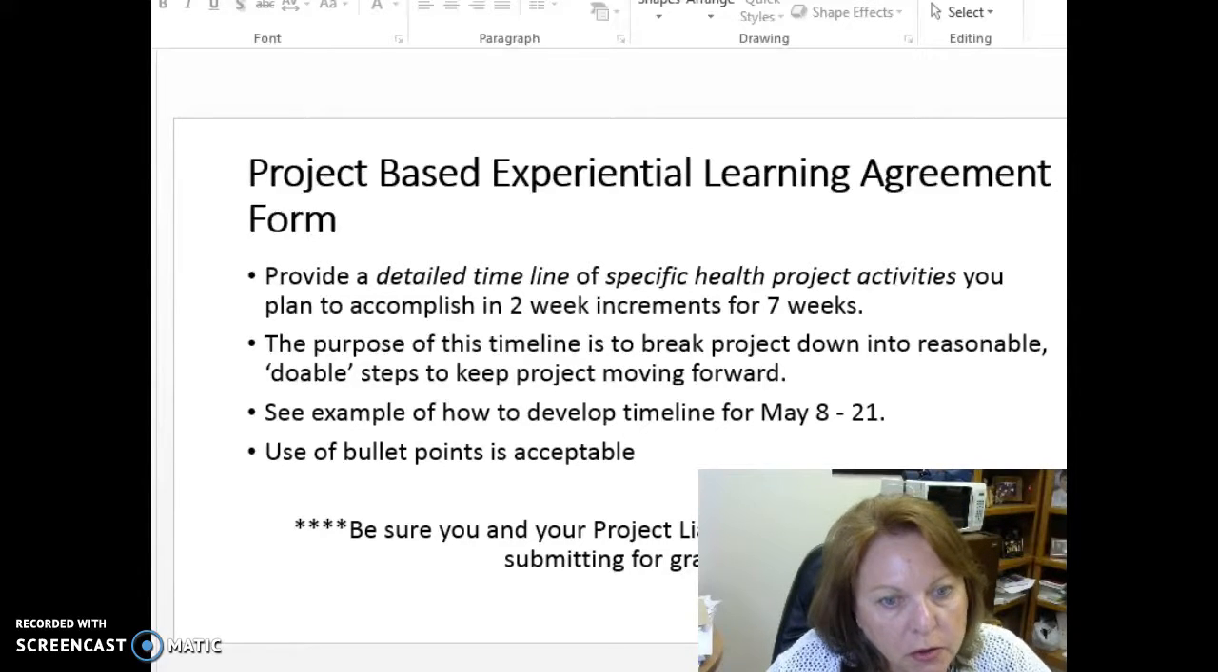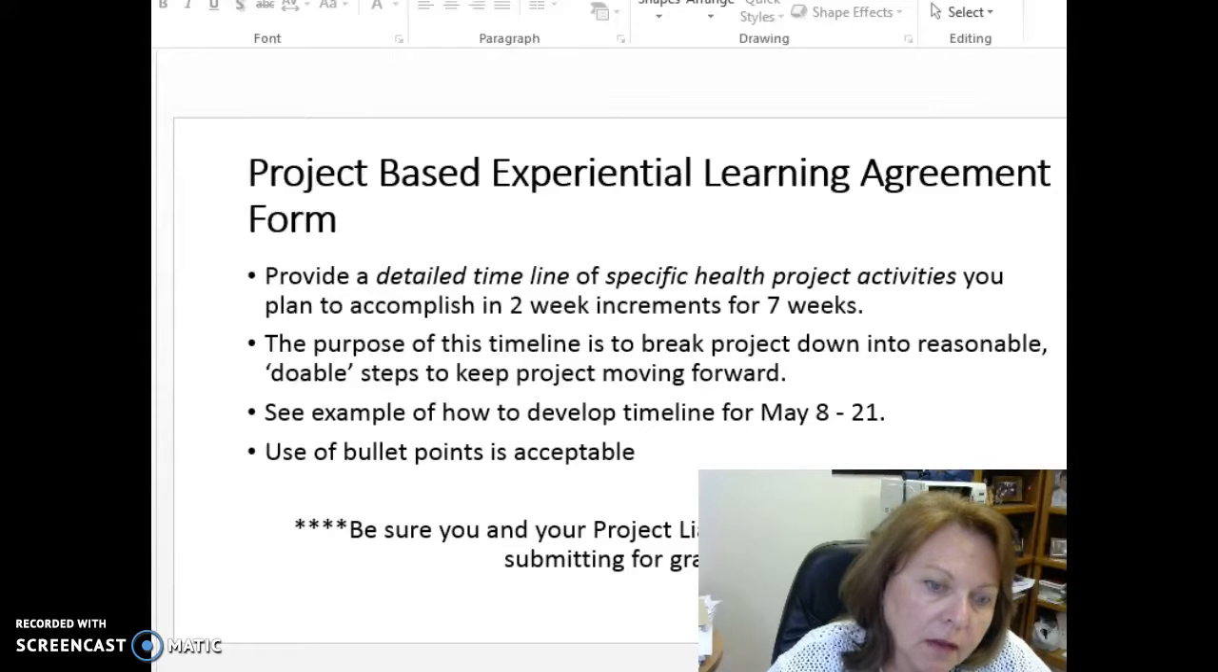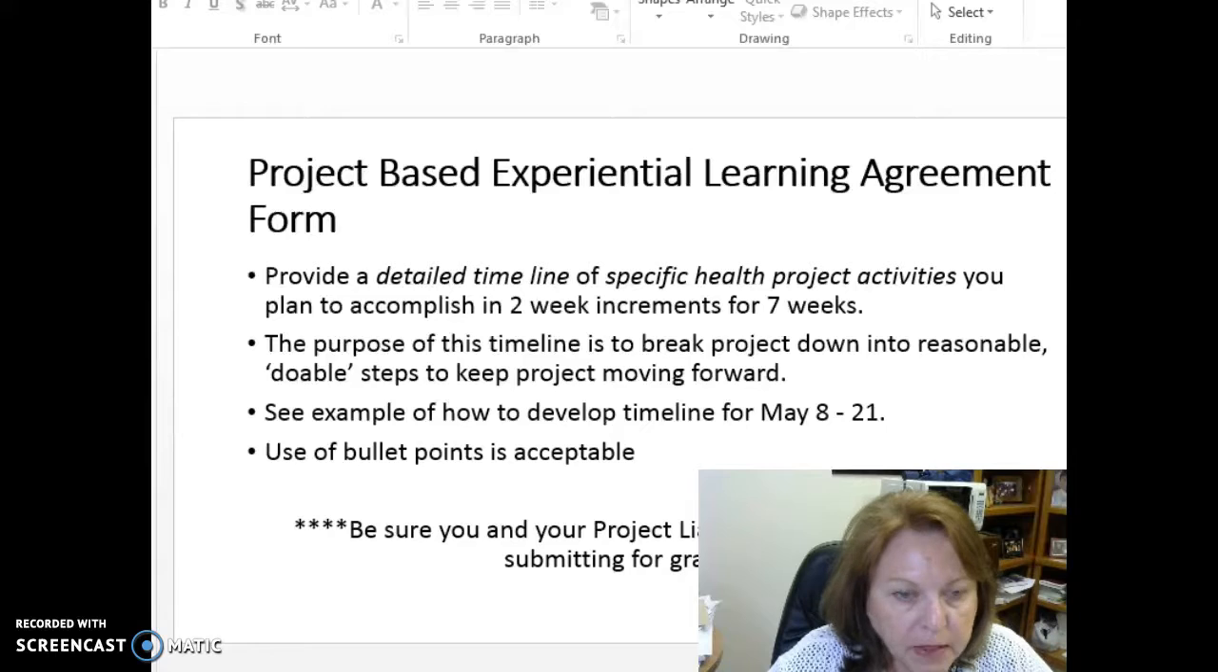Are you going to do a literature review? Are you going to meet with your project liaison? Are you going to develop a PowerPoint or start working on your handout or your flyer? So be thinking about those things that you need to do to continue to move your project forward.